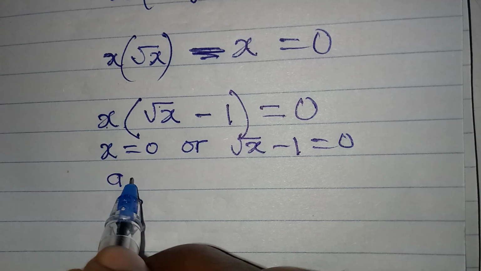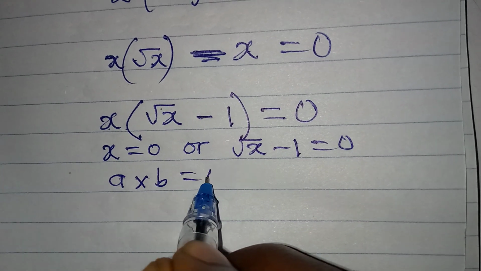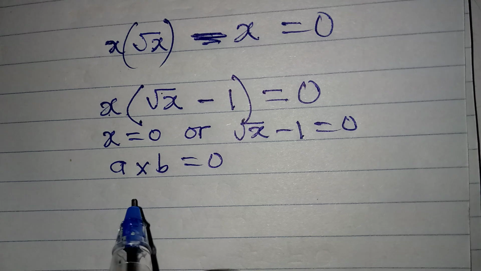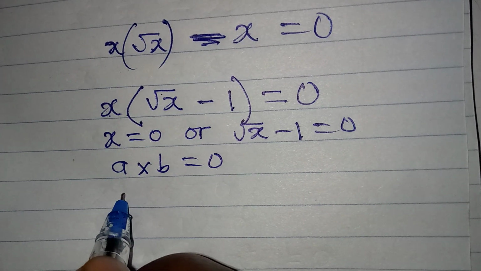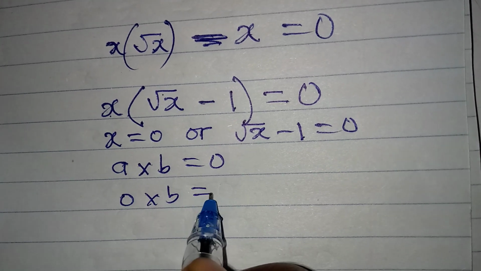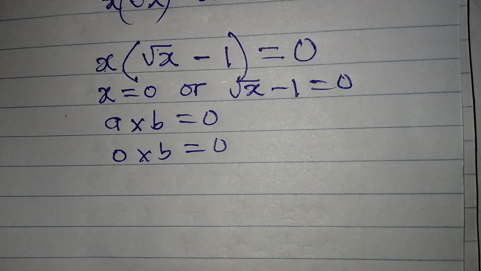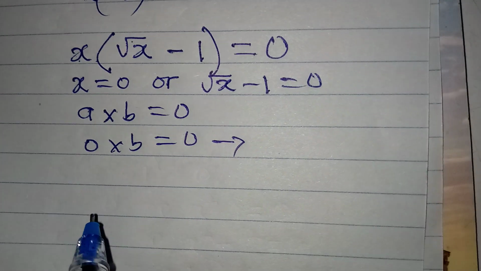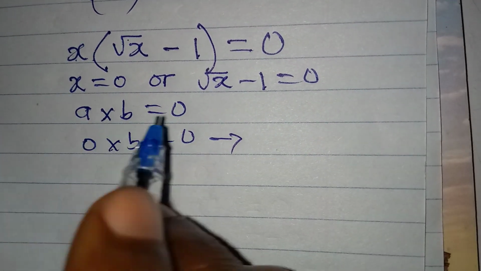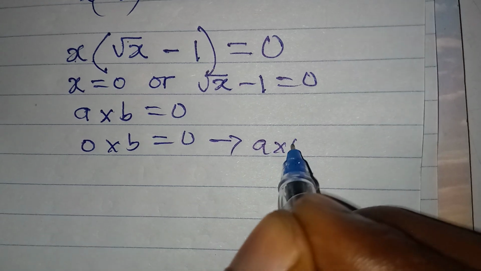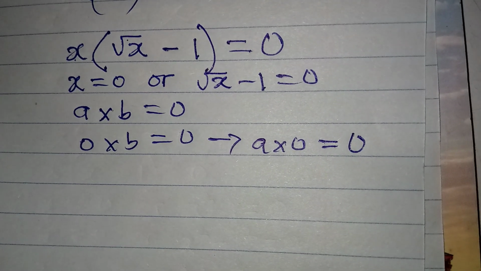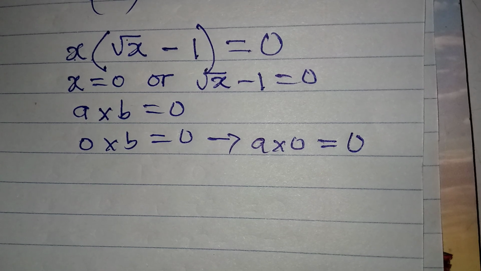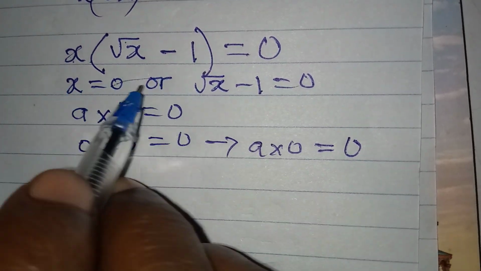If you have a multiplied by b to be equal to 0, then it either means that a is equal to 0, right? So that if a is 0, 0 times b will still give you 0, or it means that b is 0. So if b is 0, then we have a times 0, and this will still give 0. So either of them must be equal to 0, or even both of them can be 0, right? So that is what I'm applying over here.